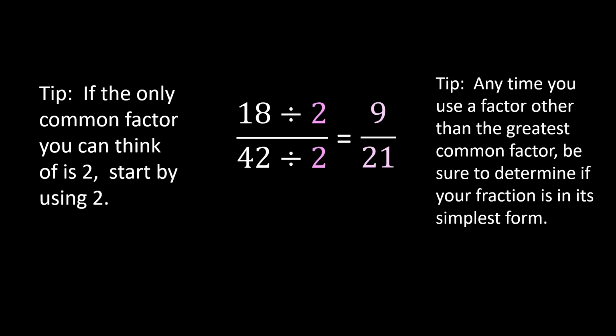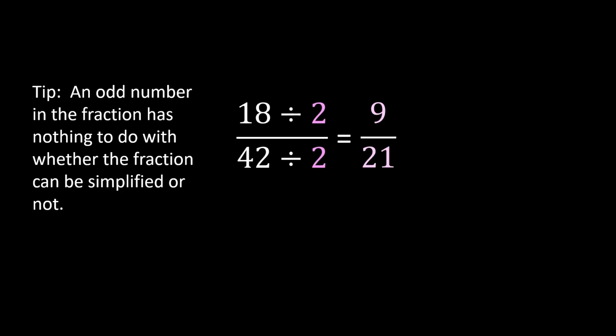Anytime you use 2 to get your simplifying started, always be sure to check if your fraction is fully simplified. Here we have 9/21, and it's very tempting to say that the numerator and denominator are both odd, and therefore they can't be simplified. But having two odd numbers as the numerator and denominator has nothing to do with whether you can simplify a fraction. The only question is whether 9 and 21 share a common factor. They do. They share a common factor of 3, so we aren't done simplifying.